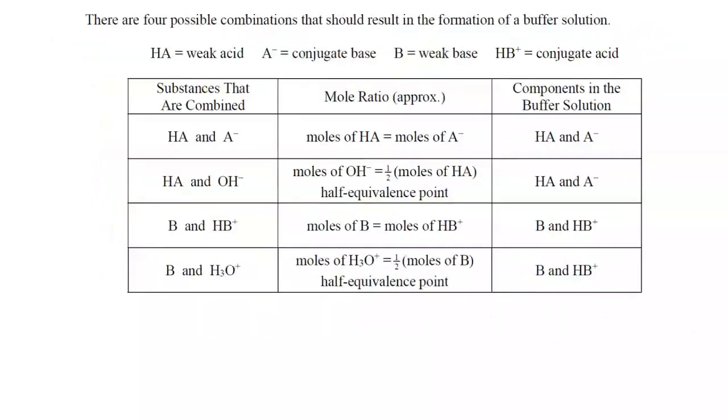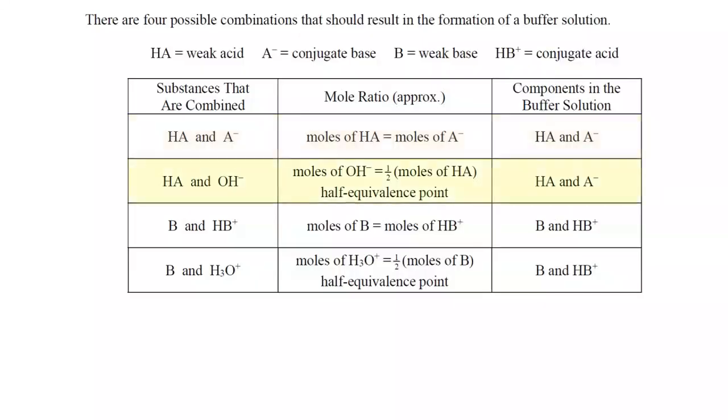There are 4 possible combinations that should result in the formation of a buffer solution, where HA represents a weak acid and A- represents its conjugate base, and the letter B represents a weak base and HB+ represents its conjugate acid. In the first example shown in this table, you could combine the weak acid with its conjugate base in a 1-to-1 mole ratio.